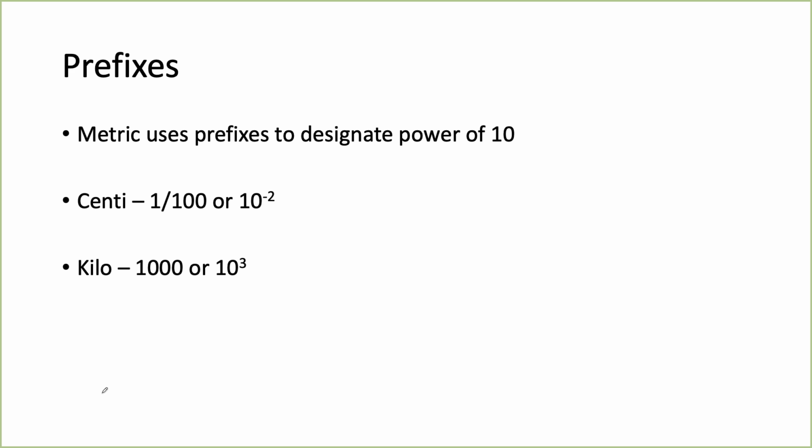And so here's the metrics, and we'll talk about prefixes. In the metric system, we use prefixes to designate the power of 10. If we use centi, that's 1 over 100, or 10 to the minus 2. This is scientific notation, folks, and you need to know scientific notation, which we're going to explain a little bit later. Kilo is 1,000, or 10 raised to the third power. That's 1 followed by 3 zeros. Or with centi, it's 1 over 1 followed by 2 zeros. I hope you get the idea on this.